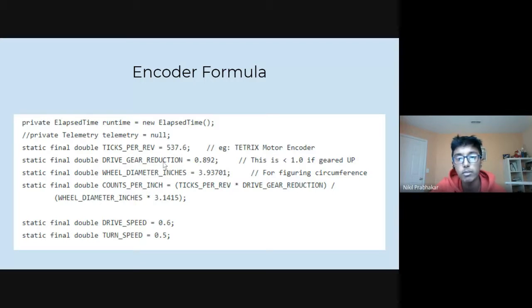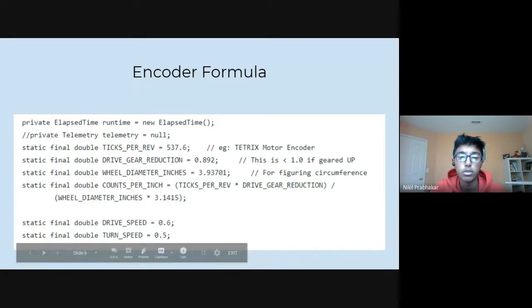Then the wheel diameter, which is basically the diameter of your wheel, because it depends. If you have a very tiny wheel, the wheel diameter will be less, so it'll take fewer ticks per revolution to come through. So using this, the formula will be able to tell what the diameter of the wheel is. And then here, the counts per inch. This is basically the equation it uses with all these variables, and it'll give you the counts per inch.